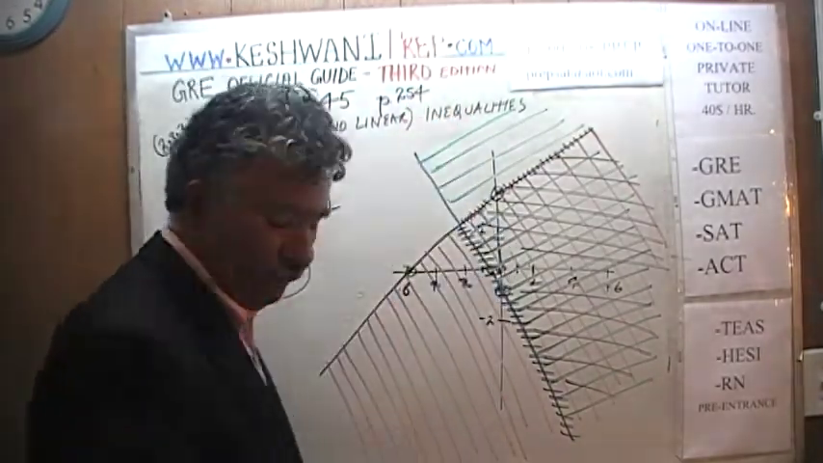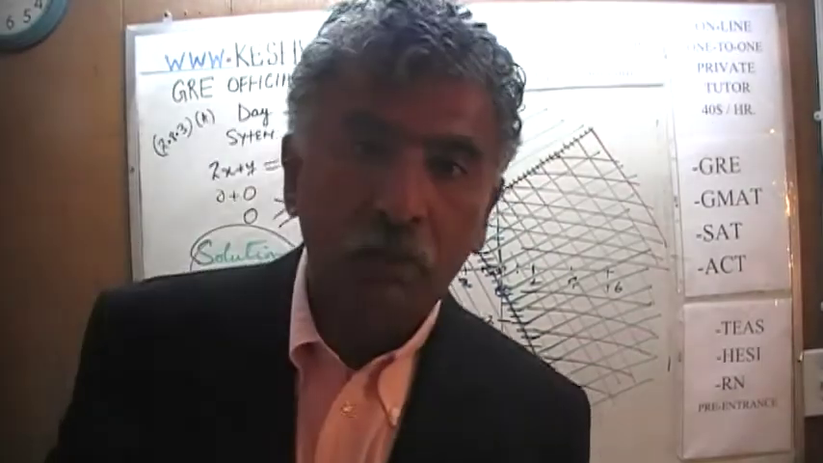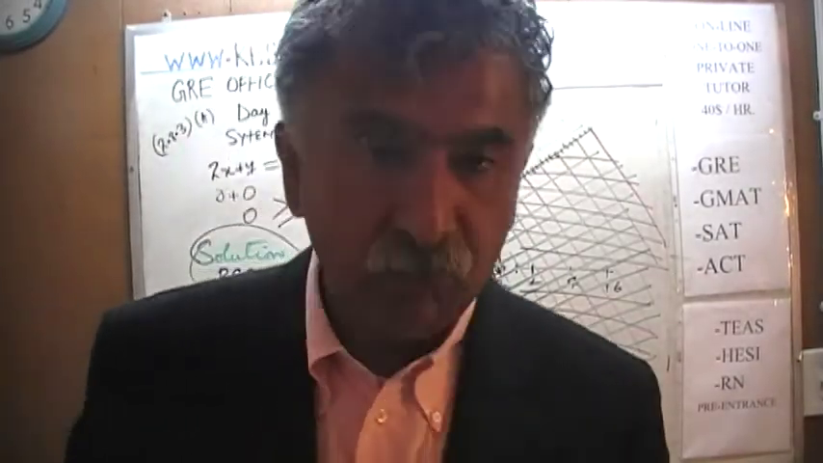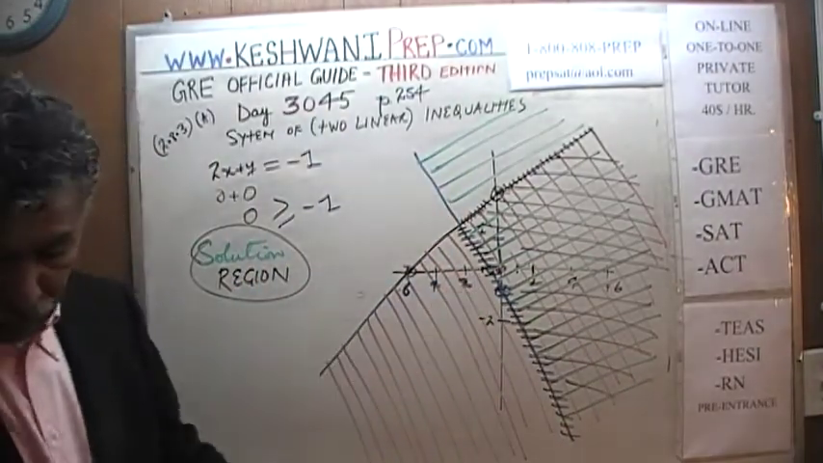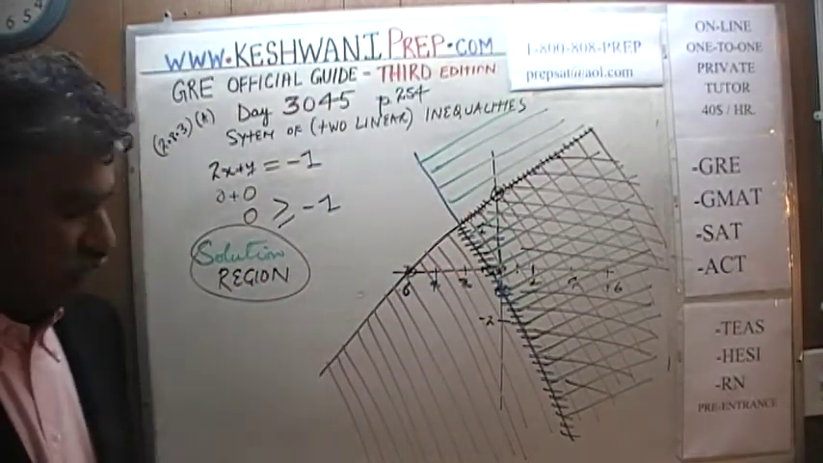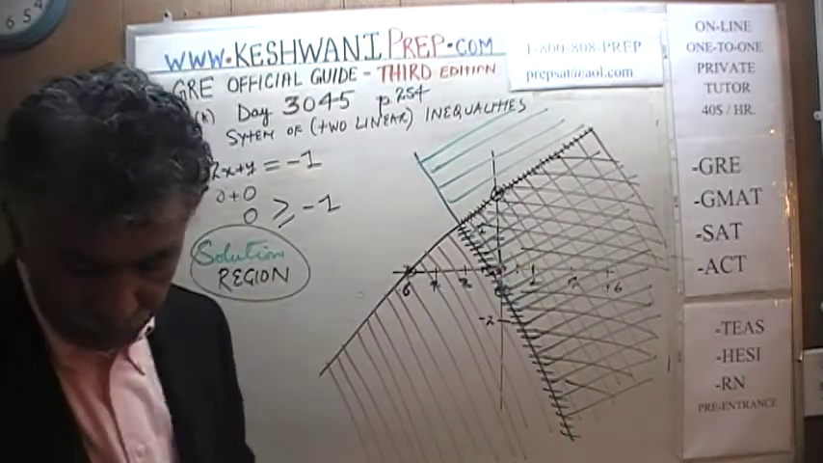If you turn to page 254, and if you were wondering where that picture is coming from and how to obtain it, well, now we know, because we just did it together. And this should look similar to what you see there. This is our solution region.